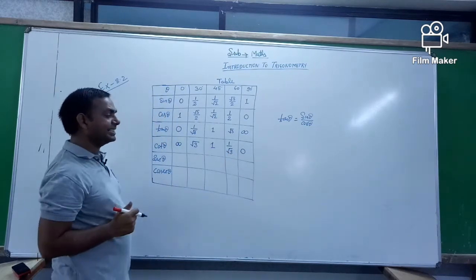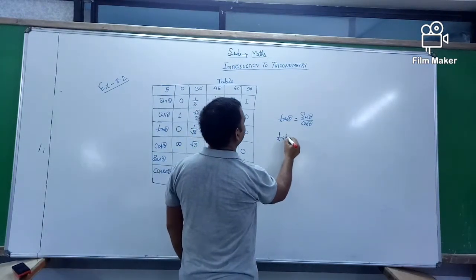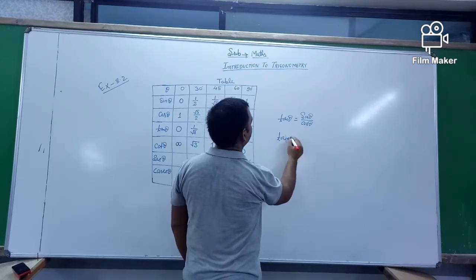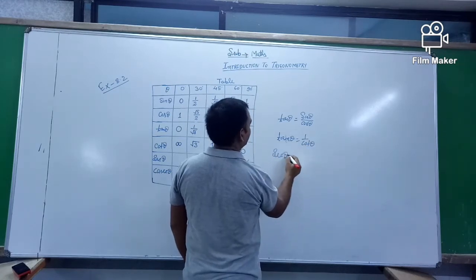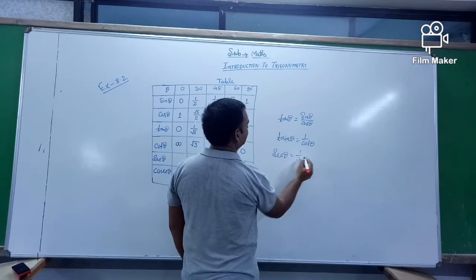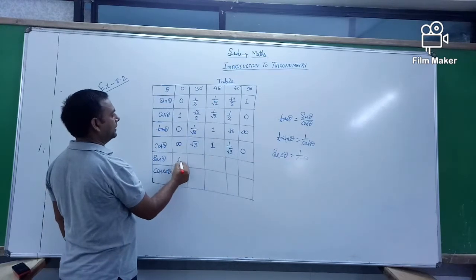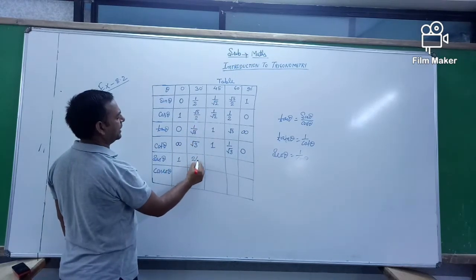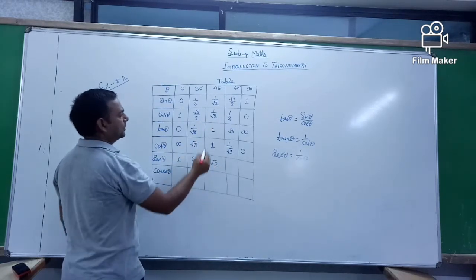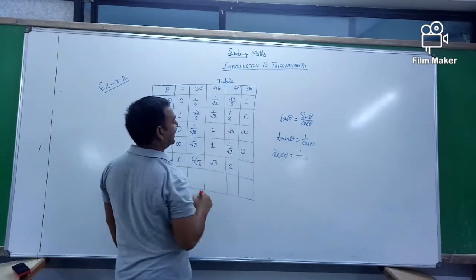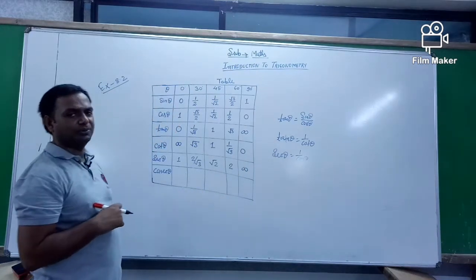After that, sec theta. Sec is the reciprocal of cos. It means tan theta is equal to 1 by cot theta, and sec theta is equal to 1 by cos theta. So you take the reciprocal: 1 upon root 3 by 2 means 2 by root 3. 1 by root 2 becomes root 2. 1 by 2 becomes 2. And 1 by 0 is infinite. The value is infinite.